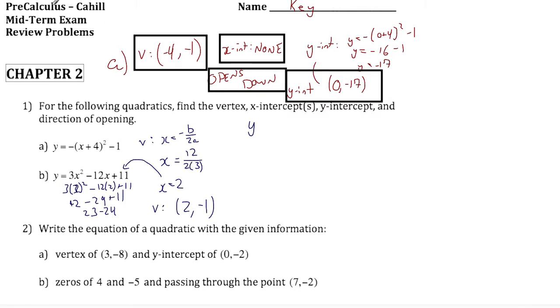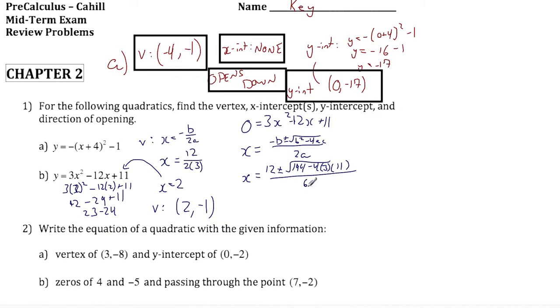So 0 is equal to 3x squared minus 12x plus 11. So you have to factor. Of course, if you have a problem factoring this, you will, because you can't factor. You need to use the quadratic formula, negative b plus or minus the square root of b squared minus 4ac, over 2a. Start plugging stuff in. So x is equal to -12, which is +12, plus or minus the square root of b squared, which is 144, minus 4 times 3 times 11, over 2 times a, which is 6.